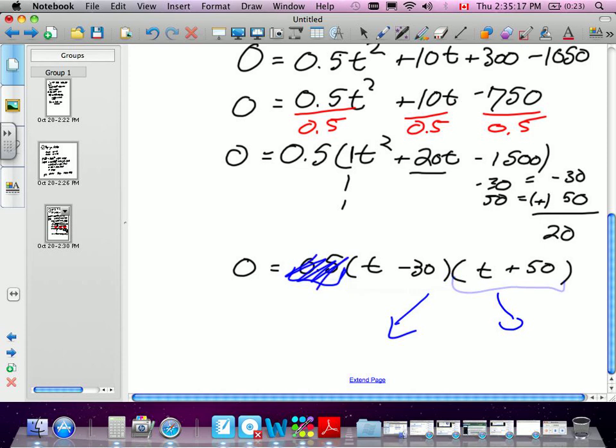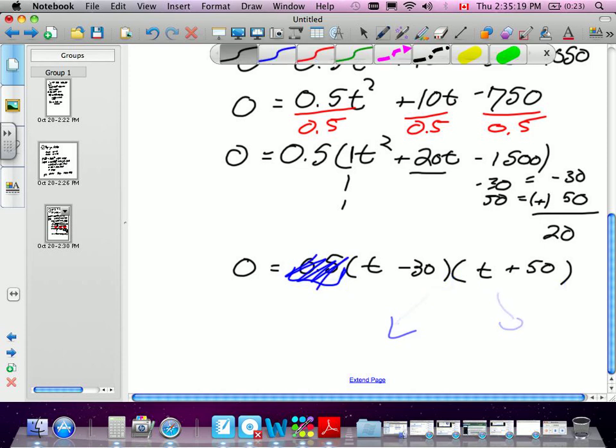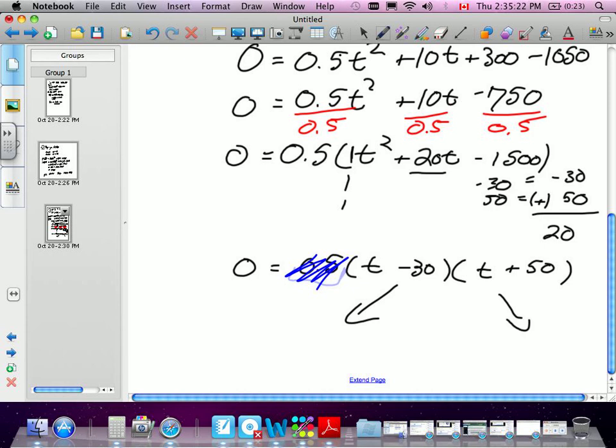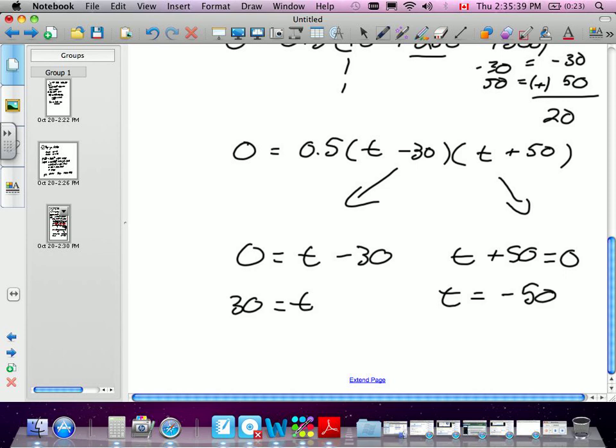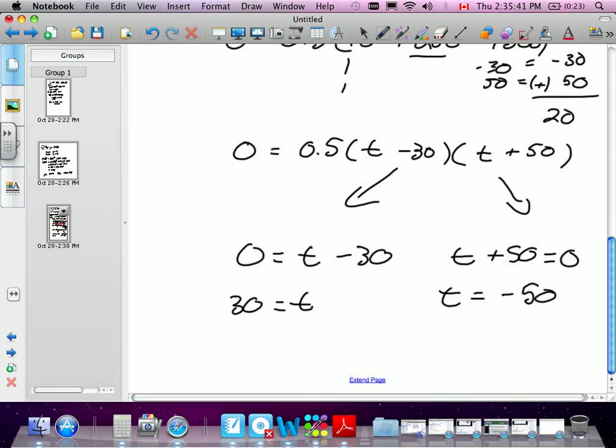Okay? So all I need to do is split up my two brackets. 0 is equal to our two brackets, and we end up with t is 30 and t is negative 50. So this is where we have to make sense of this. In what year?